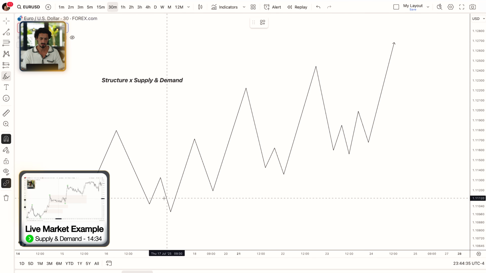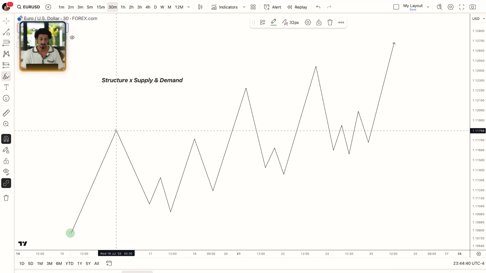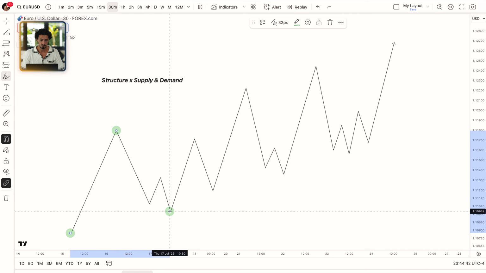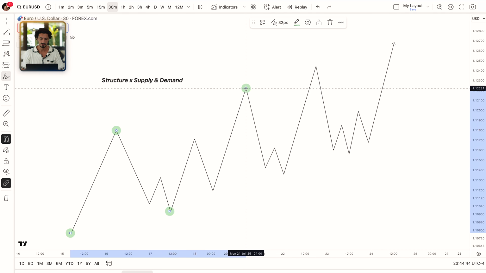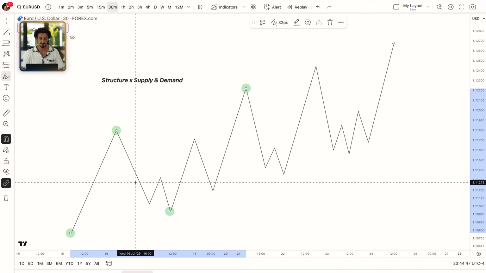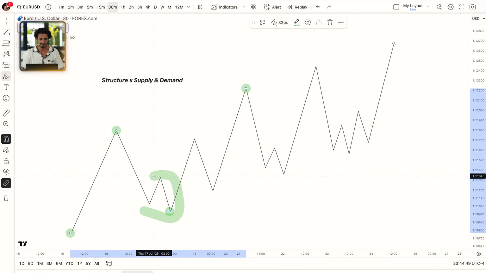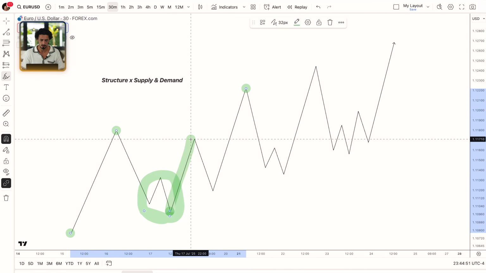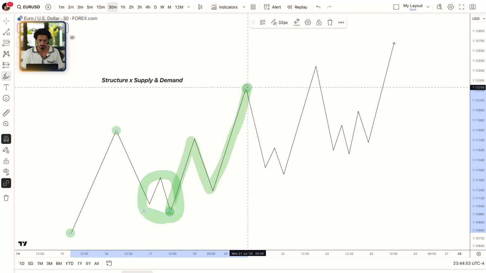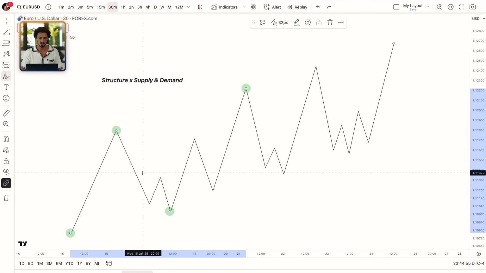So you can see here that we have a low, a high, we make a new low, and then we make a new high. Now notice in here, we have this area of price where price has a lot of volume before an aggressive move. Price comes back up, we have another aggressive move. We want to look at these areas of demand.